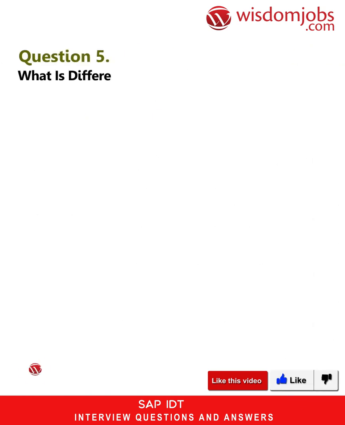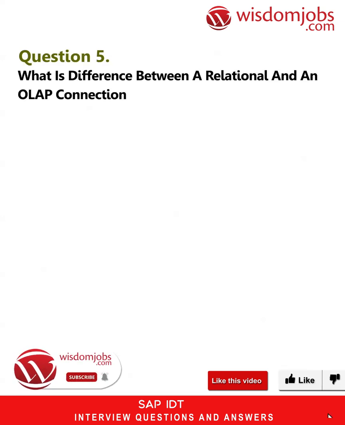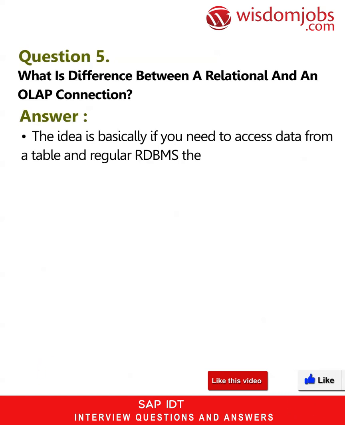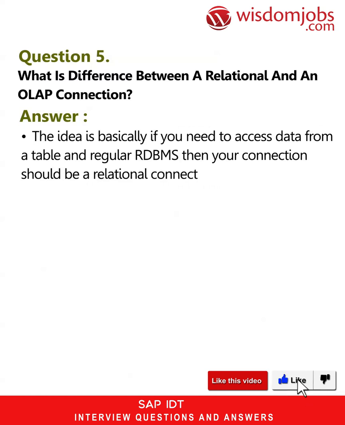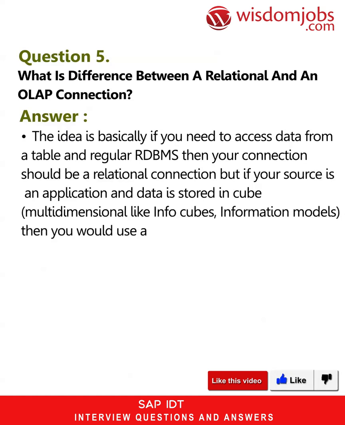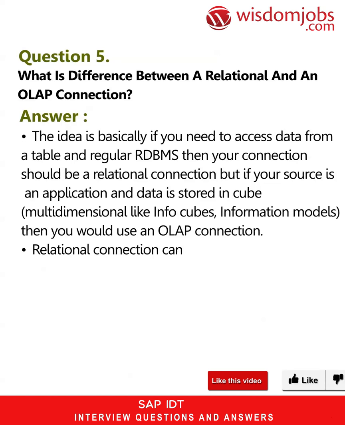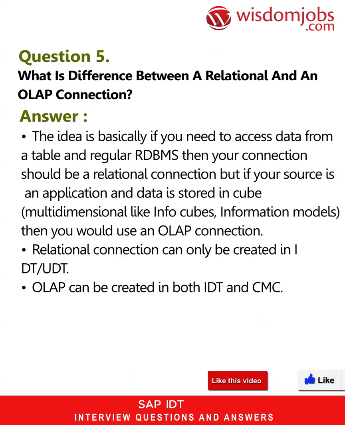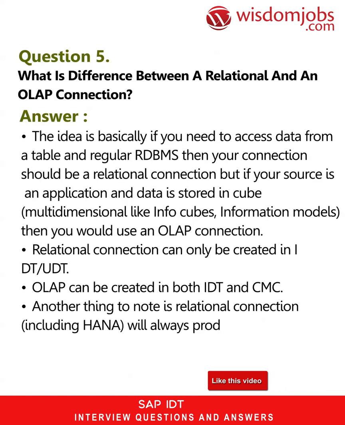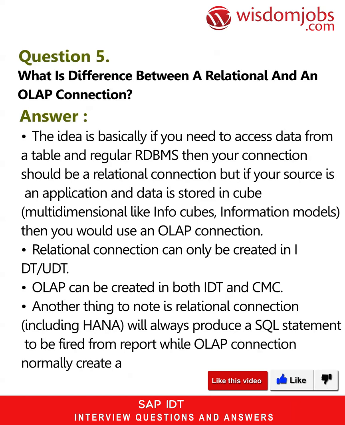Question 5. What is the difference between a relational and an OLAP connection? Answer. The idea is basically if you need to access data from a table in a regular DBMS, then your connection should be a relational connection, but if your source is an application and data is stored in a cube, multi-dimensional like InfoCubes or information models, then you would use an OLAP connection. A relational connection can only be created in IDT and UDT. OLAP can be created in both IDT and CMC. Another thing to note is that a relational connection, including HANA, will always produce a SQL statement to be fired from the report, while an OLAP connection normally creates an MDX statement.